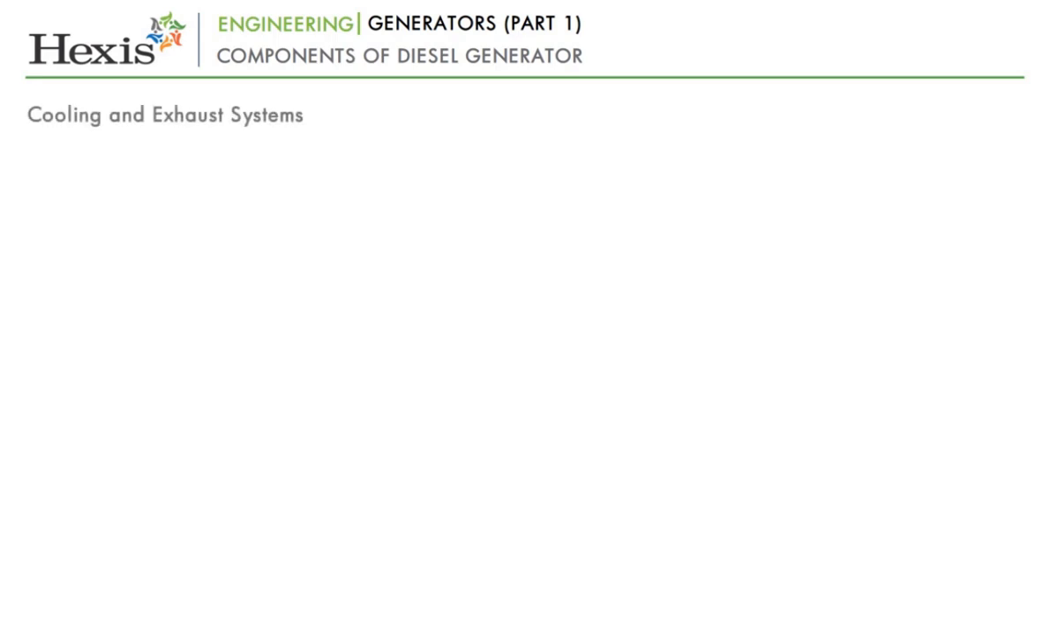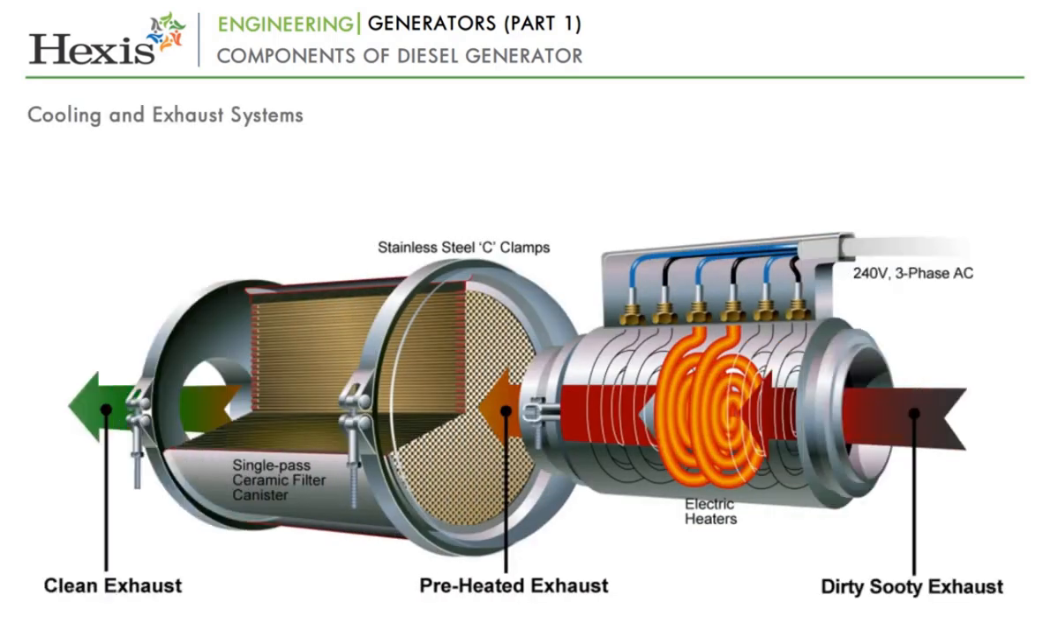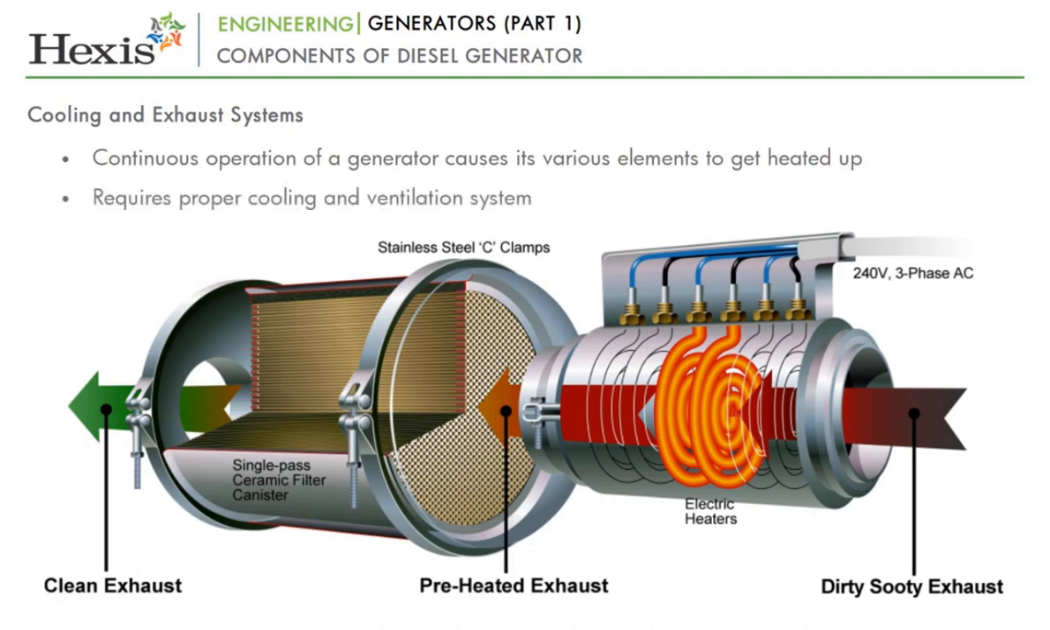Next, let us take a look at the cooling and exhaust systems. The continuous operation of a generator may cause its various elements to heat up. Thus, it is essential to have a proper cooling and ventilation system in place. Different types of generators use different cooling systems.